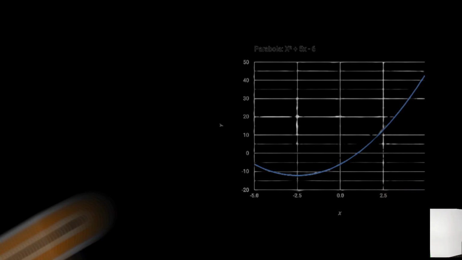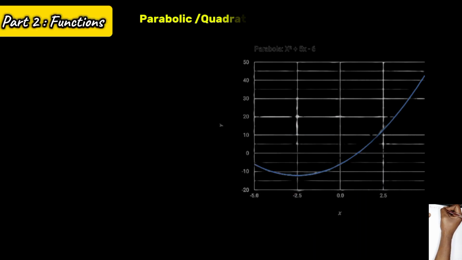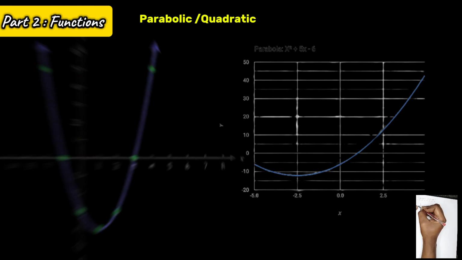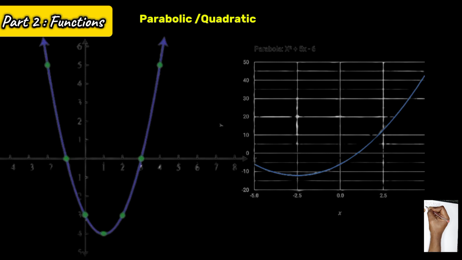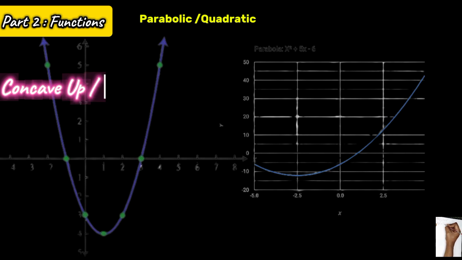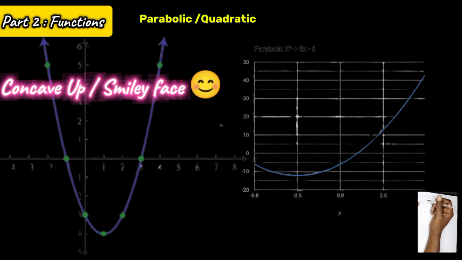Okay, welcome to our second part of our lesson. We are going to be dealing with parabolic functions. So the first thing you should know about parabolic functions is that if you have a graph in this manner, it's said to be a concave up graph, which you can say is a smiley face graph. And then this represents a positive graph.